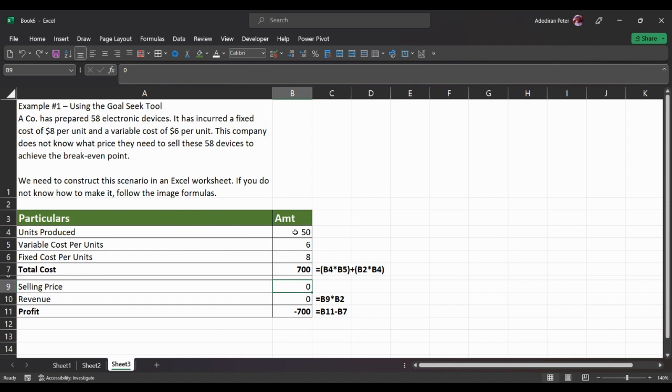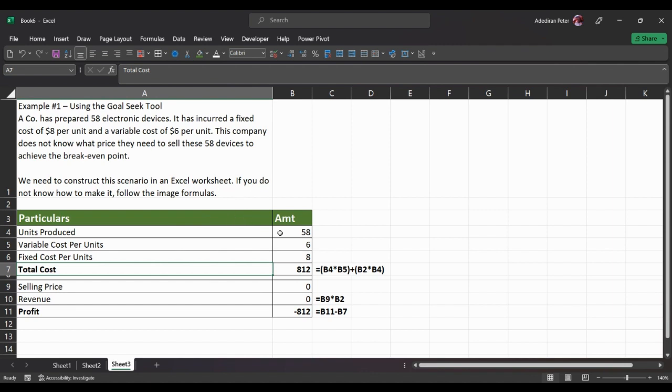So let's look at this. A company has prepared 58 electronic devices. It has incurred a fixed cost of $8 per unit and a variable cost of $6 per unit in its production. This company does not know what price they need to sell these 58 devices to achieve the break-even point. So what we are looking for now is the price at which this company needs to sell this product to arrive at a break-even point.